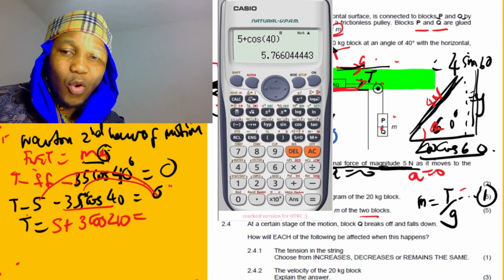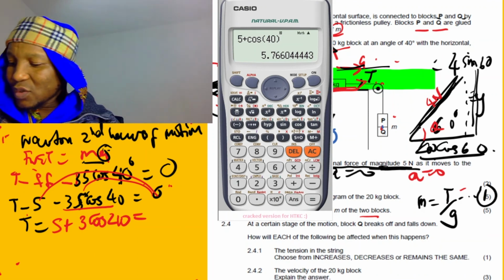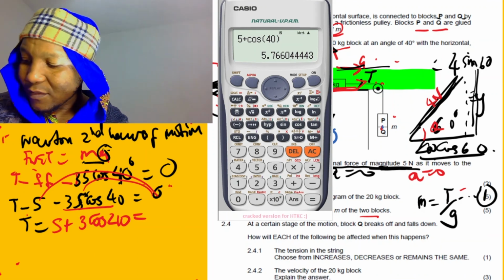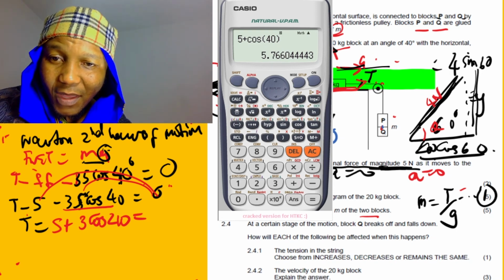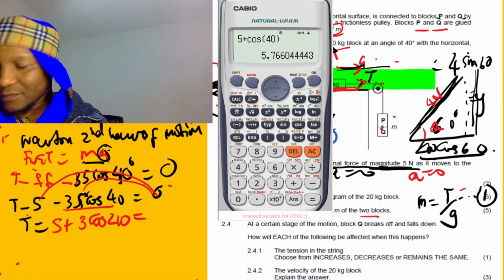But remember, we have to take this tension and plug it in here. Did I get 35? No. Okay, take this one over. See? Take over.